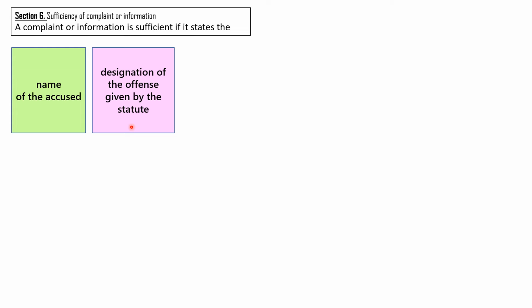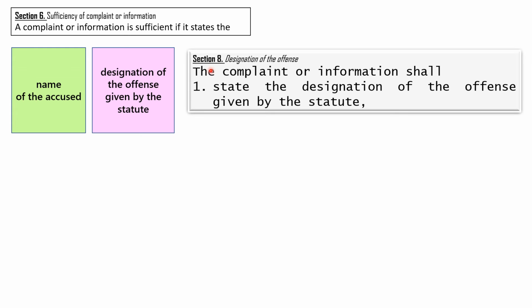Next is the designation of the offense given by the statute. This is your section 8 of your Rule 110. The complaint or information should state the designation of the offense given by the statute. So kung ang tao ay nakapatay, then it's either Article 248, that is murder, or Article 249, that is homicide. So walang problema kung yung kaso is under the revised penal code because most likely meron namang mga designation dyan. But in special laws, wala masyadong designation.